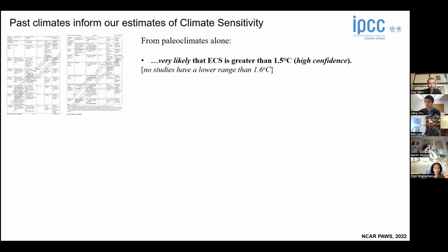So, for example, none of the studies that have been published since AR5 had a lower estimate, even at their lower range estimate of ECS. The lowest was 1.6 degrees for a CO2 doubling. So we said it was very likely that ECS was greater than 1.5 purely from the paleoclimate evidence.